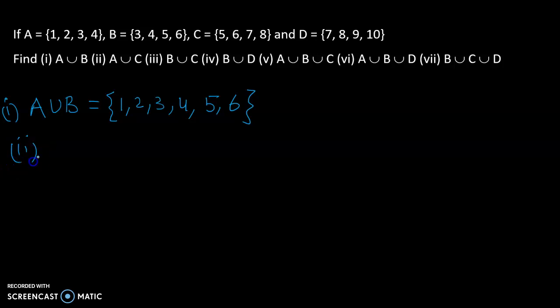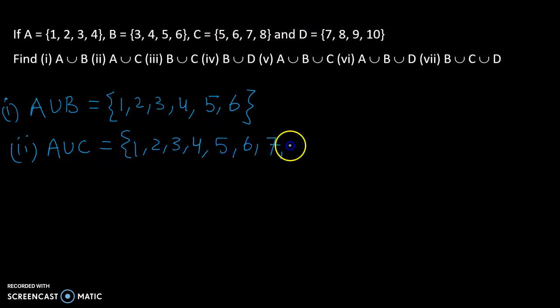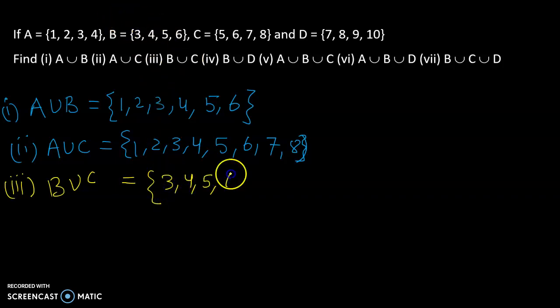Let's see the second one, which is saying A union C. So I'll again write A first of all: 1, 2, 3, 4. And in C, if you see 5, 6, 7, 8, none of them is covered. So I'm going to go for 5, 6, 7, and 8. Okay, let me cover it with curly brackets. Let me go with a different color for better understanding. The third one says B union C. So what is going to be B union C? First I'll write the elements of B, which are 3, 4, 5, and 6. And then I'm going to write those of C. 5 and 6 are already covered, so I'm left with 7 and 8.